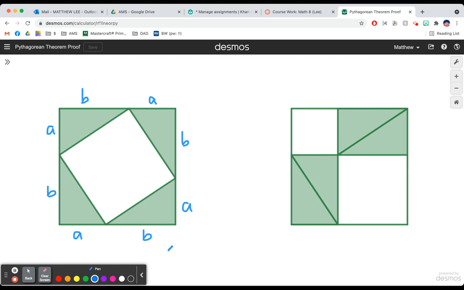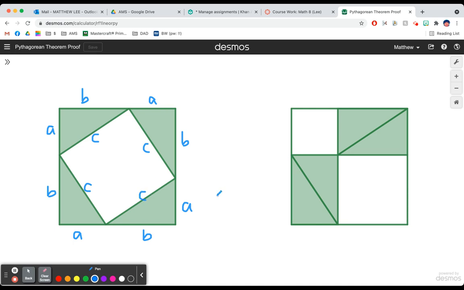I promise you I'm not tricking you. I made all of the lengths the same. I programmed it that way. So all this should be true. If this is A and this is B, that means this is also C. That's the hypotenuse, the longest side of the right triangle. That's going to be C, C, and C.